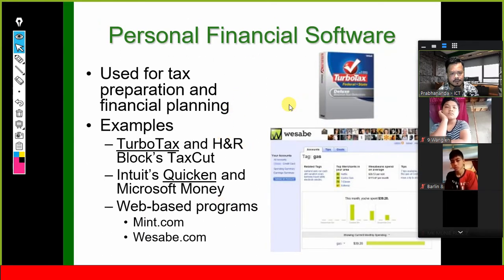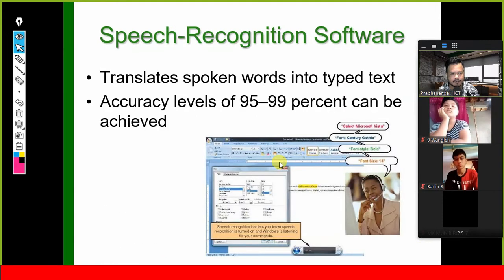Personal and financial software is used for tax preparation and financial planning. Examples: TurboTax, H&R Block TaxCut, Intuit Quicken, Microsoft Money, and web-based programs like mint.com and wesabe.com. Speech recognition software translates spoken words into typed text. It can be used for typing without using the keyboard, only by speaking into the microphone. Accuracy levels of 95 to 99% can be achieved. Not all 100%, okay?